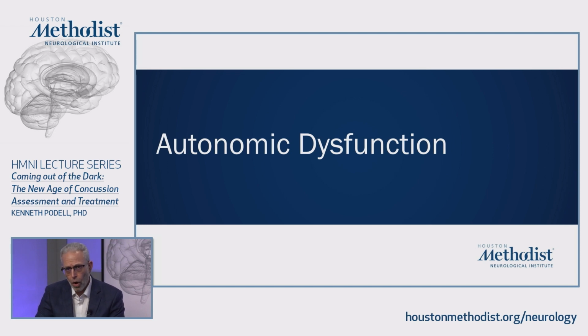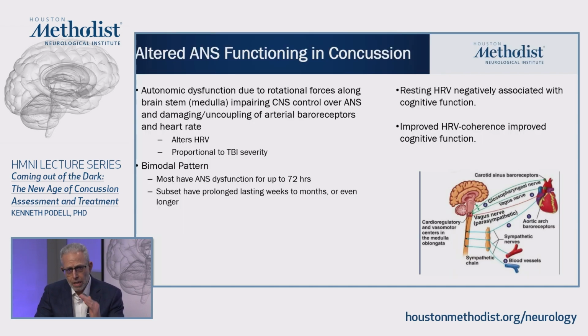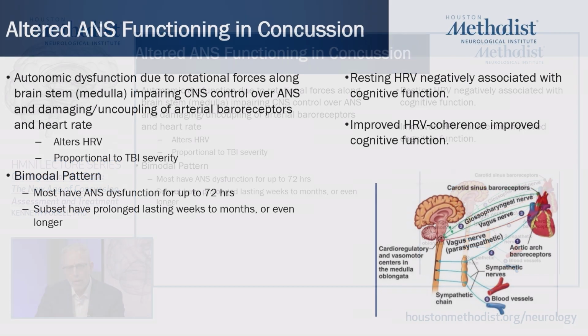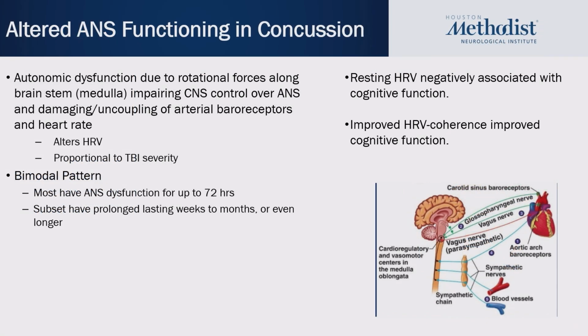Another area, autonomic dysfunction, tends to fly under the radar. A lot gets missed a lot of times, and it's something that I do think we need to pay a lot more attention to. Autonomic dysfunction in a concussion is due to the rotation or the torquing of the brain. So when there's a lot of side movement going on, it causes a strain on the brainstem. It affects the medulla, and that affects its ability to control the arterial baroreceptors and heart rate.